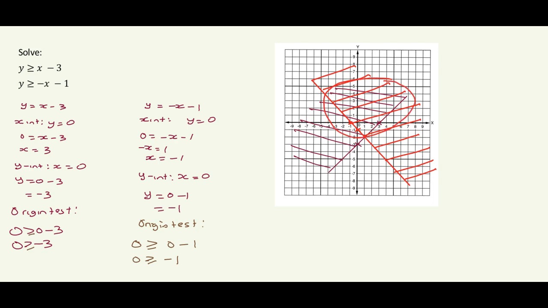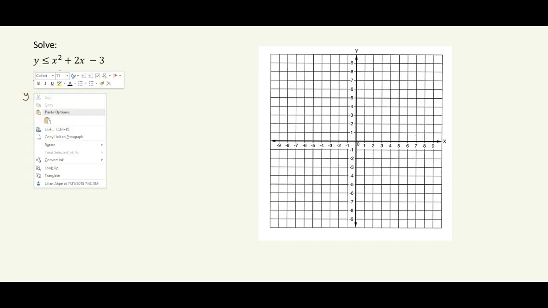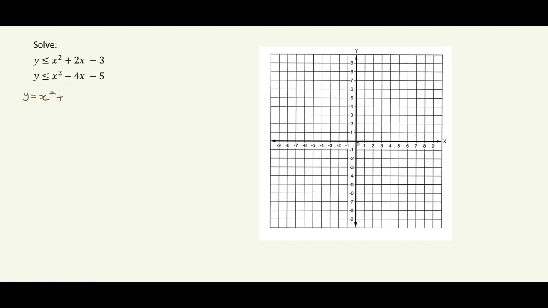Right here. That's your region right there. So now we're going to move over to quadratic inequalities and we're going to graph them. So let's start with y. We're going to first make it equal to x squared plus 2x minus 3. So we look at the x-intercept, y equal to 0. So 0 equal to x squared plus 2x minus 3.